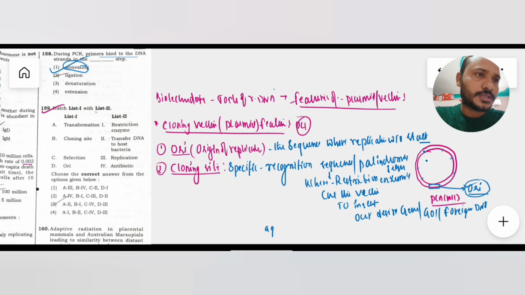For example, we have various restriction enzymes which cut the plasmid, and each restriction enzyme cuts only its specific recognition sequence. If we cut the specific recognition sequence with a restriction endonuclease, we get some space, and in that space only our gene of interest gets inserted. So that site is called the cloning site.